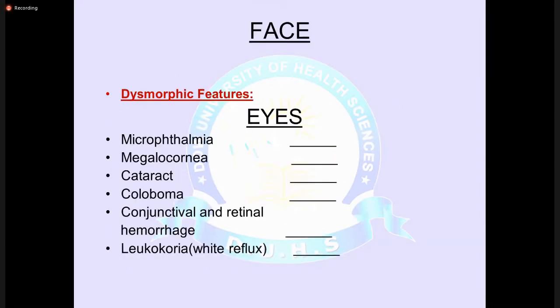And after the skull, you should look at the face and check the eyes, whether the eyes seem normal or small, known as microphthalmia, large cornea like megalocornea, any congenital cataract present, coloboma, the absence of part of the eyelids, known as coloboma. Congenital retinal hemorrhage may occur in the birth process. Leukocoria is a white reflex. You can see any abnormality in the eyes and you should label that this is a problem with the baby.